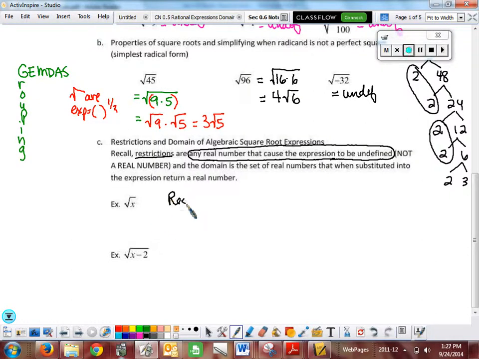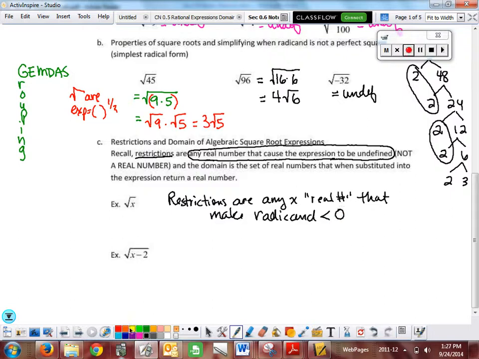There's infinitely many of them, because what numbers am I not allowed to plug in for x? Negative numbers. So my restrictions are any x real number that make the radicand, so I'm doing general first, the radicand less than 0. So for this problem, what's the radicand? X. And so what real numbers make x less than 0? Well, x less than 0. But we usually like to describe this, since it's a whole interval of numbers, what would be a good notation to write this as? I wouldn't even go set builder. Interval notation, right?